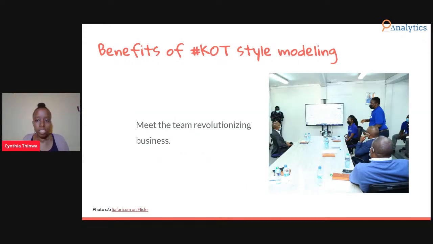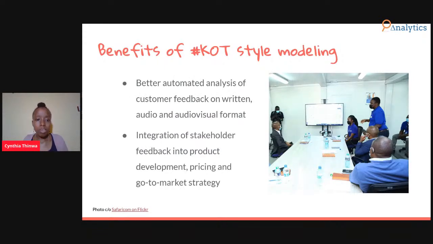And then I would like you to meet a business team discussing in a meeting. So what benefit would this approach be to this business team? So first of all, it would be better automated analysis of customer feedback. So many companies have such a high volume of customer feedback entering the organization on their social media channels, on media platforms, on emails, phone calls. This approach can help them have better analysis of the kind of feedback they are getting, being able to handle misspellings, code switching, and things like that.